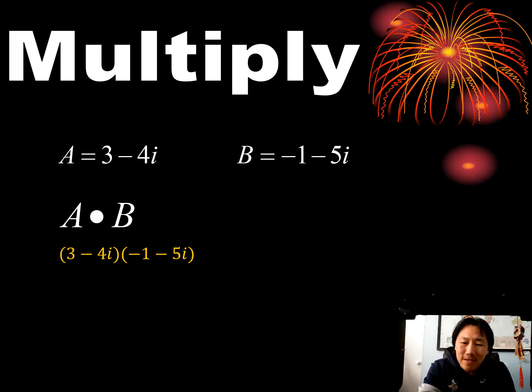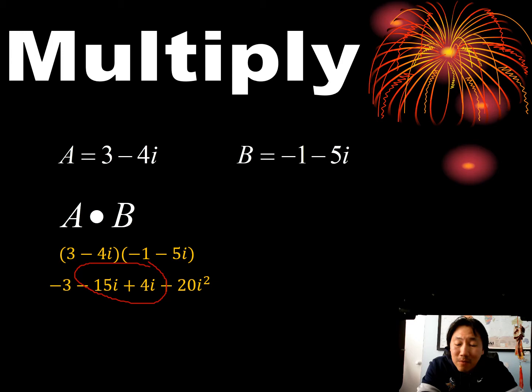And then what do you think? What do you think you have to do? Go ahead and FOIL. First, outside, inside, last. There we have it. At this point, there are two terms in the middle that are like terms. They both have i's in it, so go ahead and combine those i's. And then hopefully you remember the definition for i squared. Whenever you have an i squared, remember that is equal to -1.